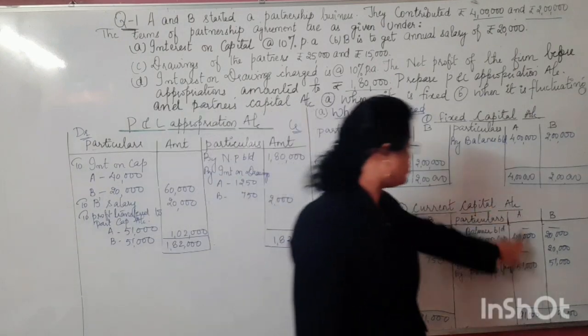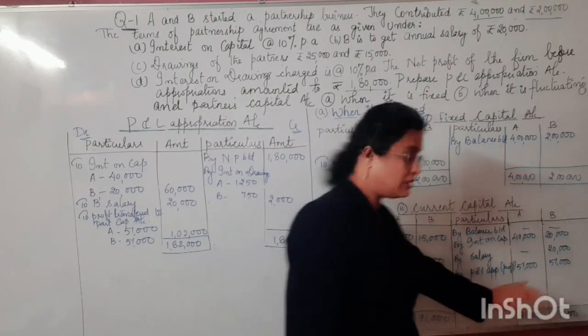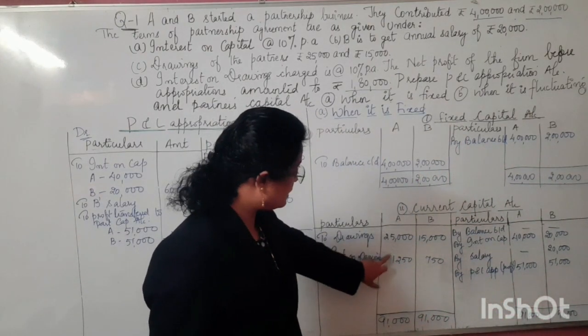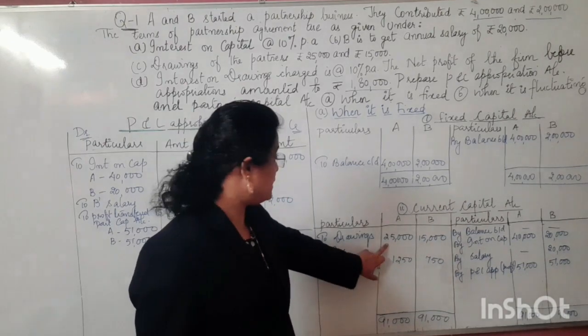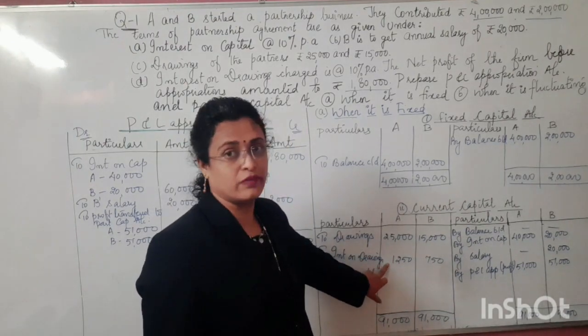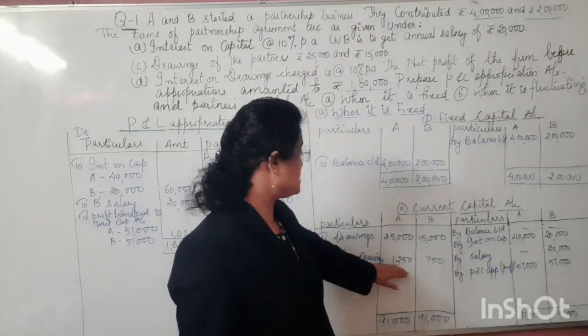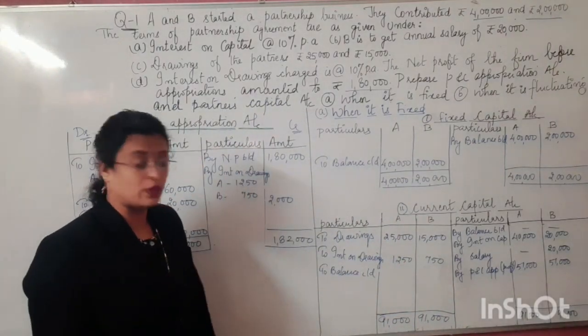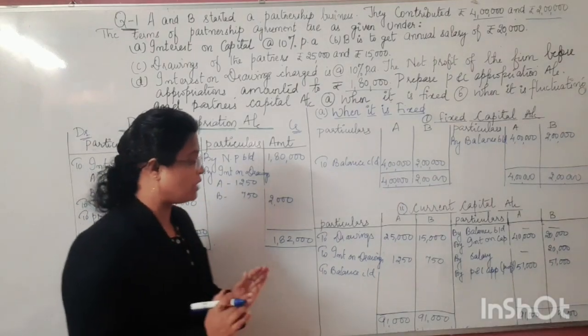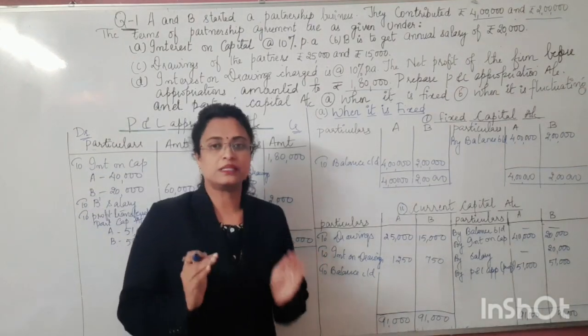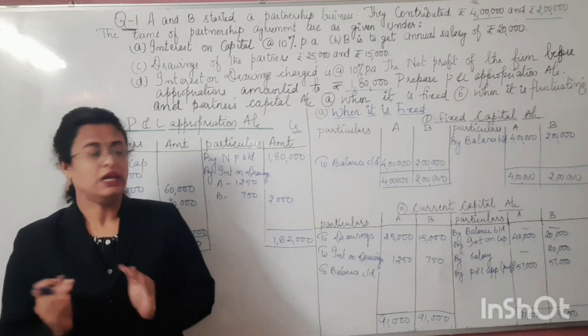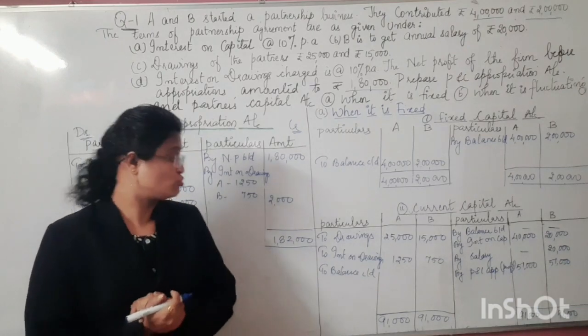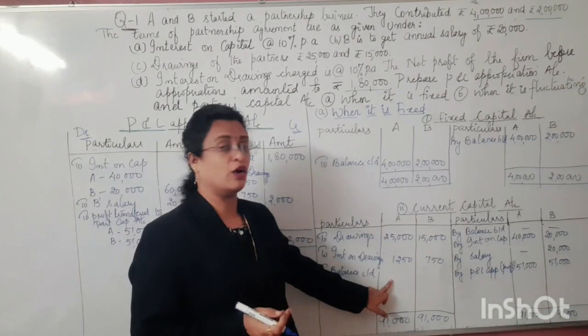Okay, the total of the A column here is 91,000. This 91,000 I will be deducting from these two amounts. How much? 25,000 plus 1250. So 25,000 plus 1250 is going to be how much? 26,250. So 91,000 minus 26,250. This is what I'm supposed to do in order to get the balance carried down of A.